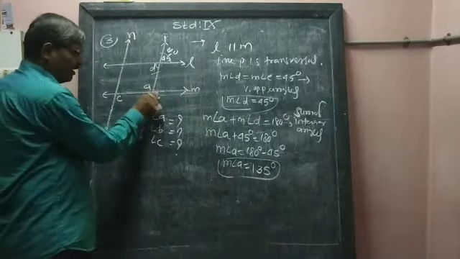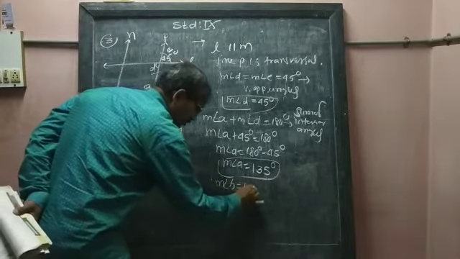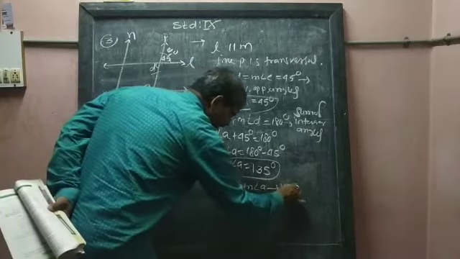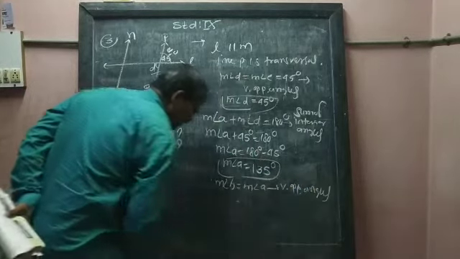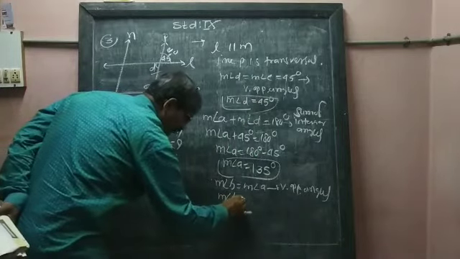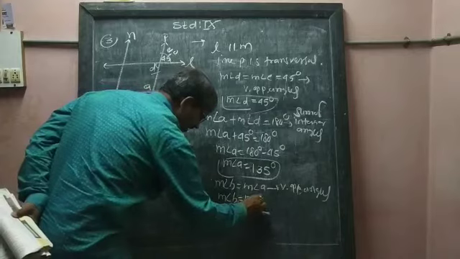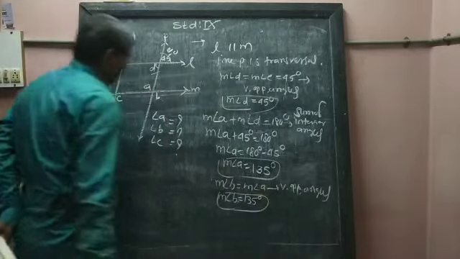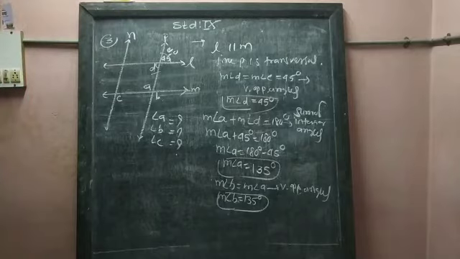Then A and B are vertically opposite angles. Measure of angle B is equal to measure of angle A, vertically opposite angles. Therefore, measure of angle B is equal to 135 degree.